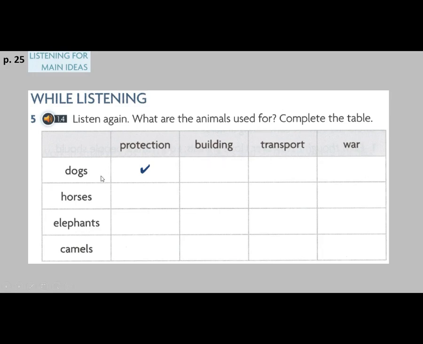Okay, here are the answers. So these two people, Amy and Dr. Kurian, said, for example, dogs are used for protection of houses. They are used for transport in some places. Horses and elephants are used for buildings, transport, and wars. And camels are used to transport people, and they are used in wars historically.